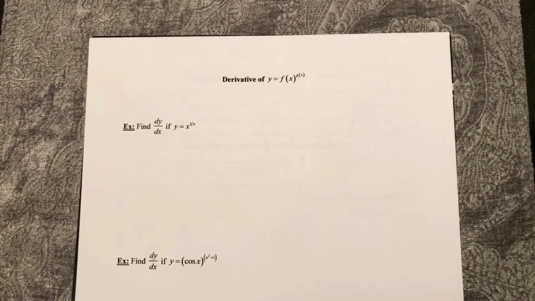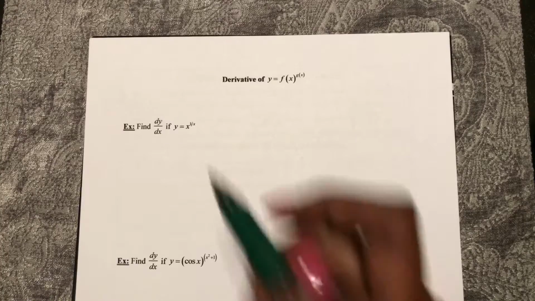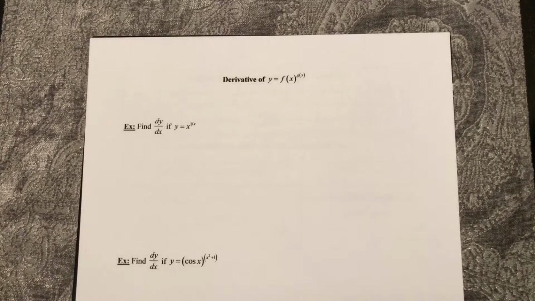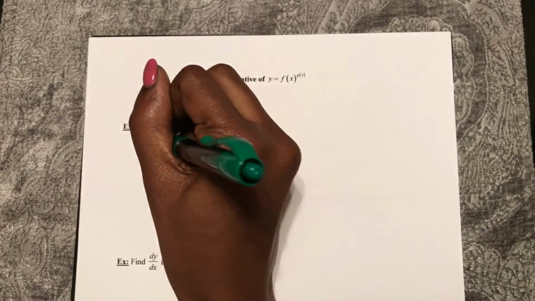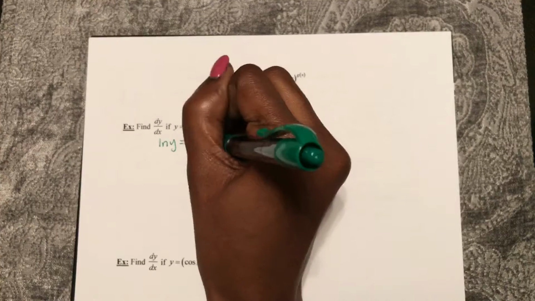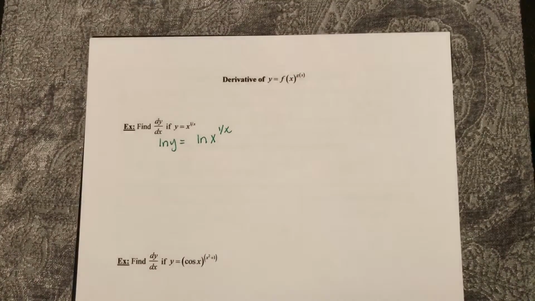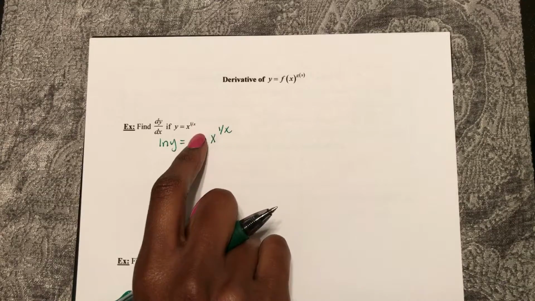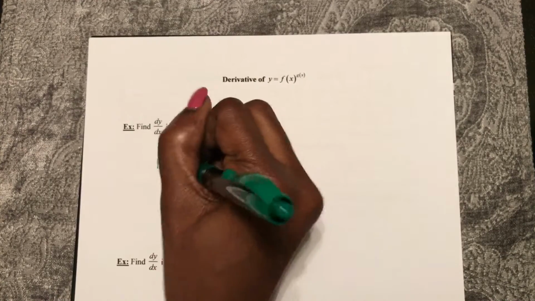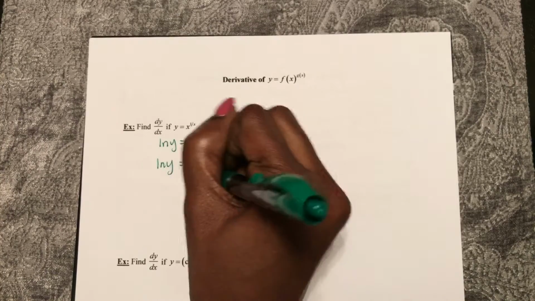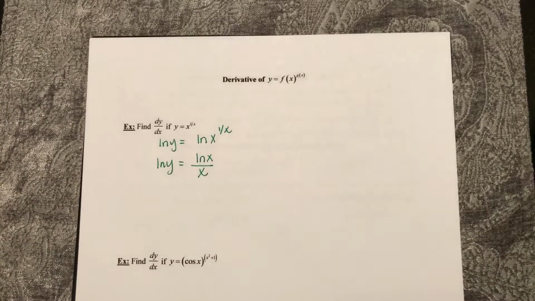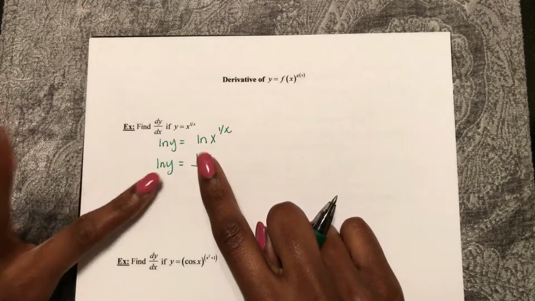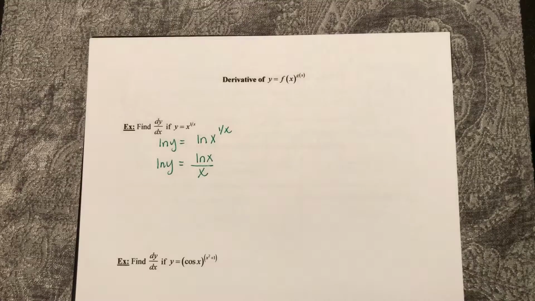So if I'm trying to find the derivative with respect to x of this function, and I have a function to a function, how can I bring that function down out of that exponent? Well, if I take the natural log of both sides of my equation, now properties of logarithms lets me pull this down. So I have ln y equals ln x over x. So now I can differentiate this. It's now implicit differentiation because I have a function of both x and y.